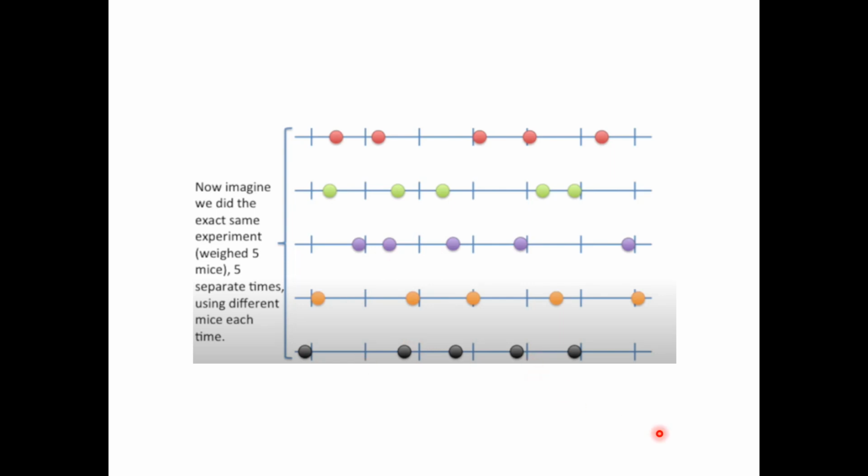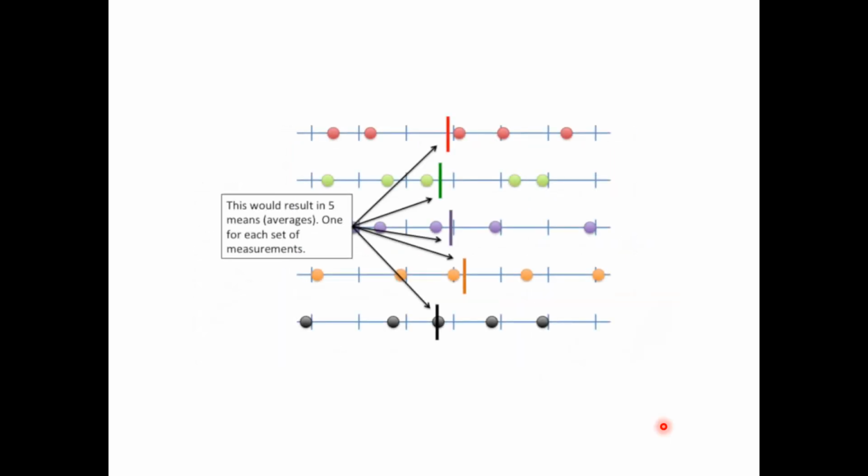Now, if we were to plot the means of each of the samples, so let's say we calculate the means of each sample. This is the mean for the first sample, this is the mean for the second sample, this is the mean for the third sample, this is the mean for the fourth sample, and this is the mean for the fifth sample.